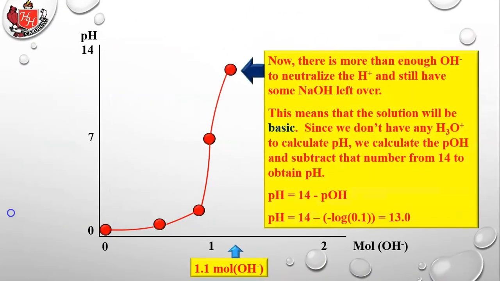And look how much it's jumped up. Going from 0.9 OH to 1.1 OH, not a very big increase in concentration, you've jumped all the way from 1, that's the third dot from the left, all the way up to 13, that's the top dot there. So now there's more than enough OH minus to neutralize the H plus and still have some NaOH, really OH minus, left over. This means that the solution will be basic. Since we don't have any H3O plus to calculate pH, we calculate the pOH and subtract that number from 14 to obtain the pH. So 14 minus the negative log of 0.1, negative log of 0.1 equals 1. So 14 minus 1 equals 13.